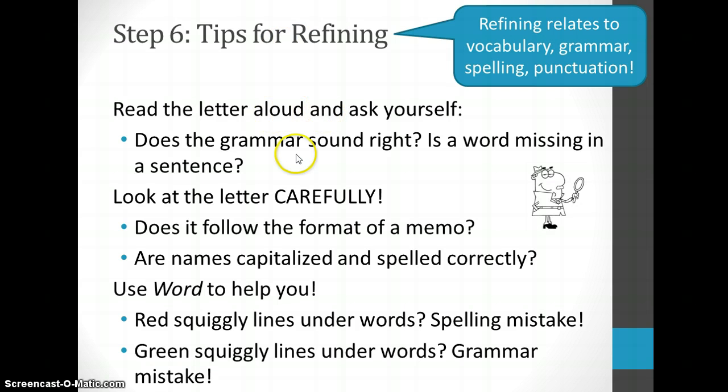So read the letter aloud. Does the grammar sound right? Is a word missing in the sentence? Does it follow the format of a memo, an email, or a letter? Capital letters. Are names correctly spelled?